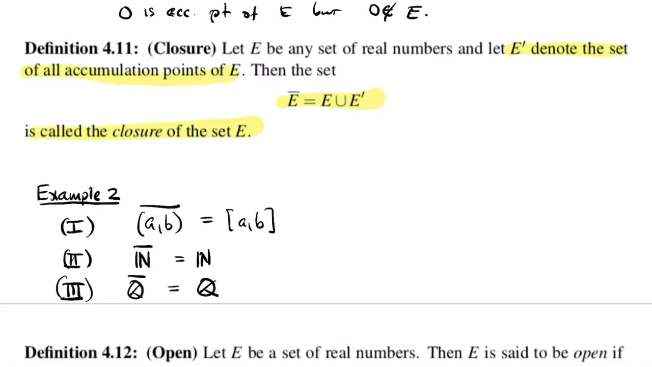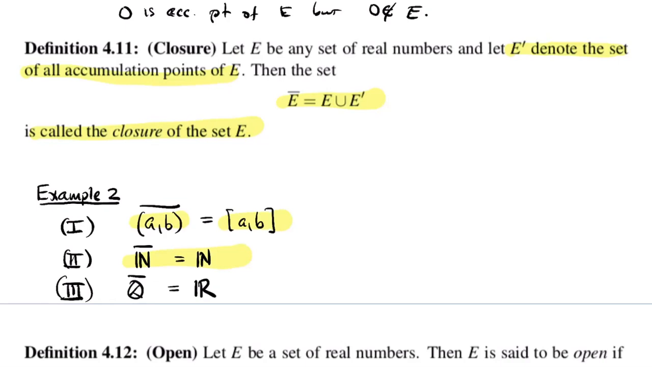I'm going to leave it as an exercise to you to show that the closure of a set E is in fact a closed set. But just to give you some examples of that, the closure of an open interval from A to B is the closed interval from A to B. You're probably not surprised the closure of the natural numbers is the natural numbers. And here I have a typo. I don't mean the closure of the rationals is the rationals. If you take the closure of the rationals, you have to take the rationals together with all of its accumulation points. That is together with all the rationals and the irrationals. So you get the real numbers. The closure of the rational numbers is the real numbers.